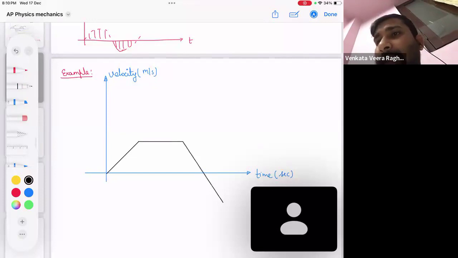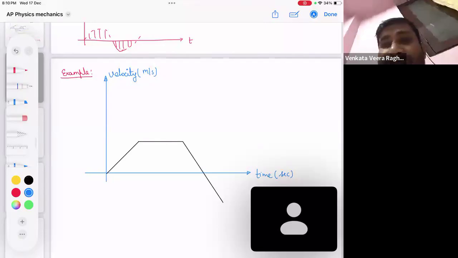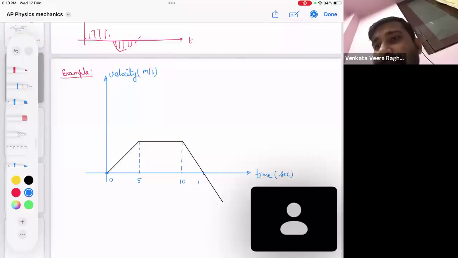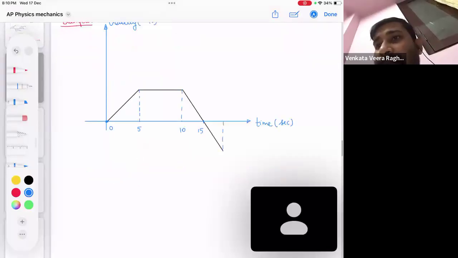A very standard question I am taking just to make you understand. See here what is given in the question. This is t equal to 0, this is t equal to 5, this is t equal to 10, this is 15, and this is 20. And here also something is given to us: this is given as 10.